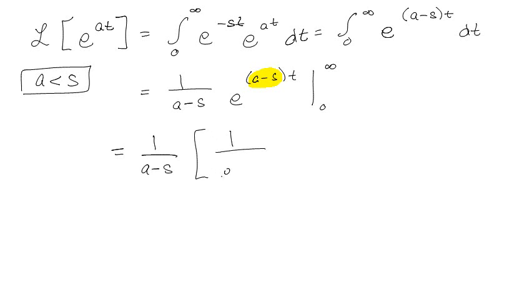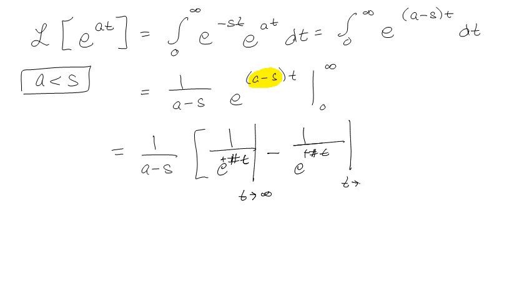It's going to be on the bottom. e to the (a minus s), so that's a negative, well, now s minus a is a positive number, so how do I want to do this so that it makes sense? How about we just say it's a negative number? We'll call it that. 1 over e to the positive number t on the bottom, because it's not going to matter, minus e to the positive number t. First of all, evaluated as t goes to infinity, and then evaluated as t goes to 0.